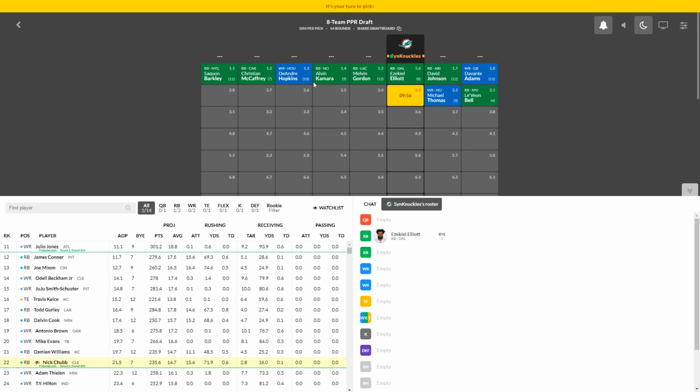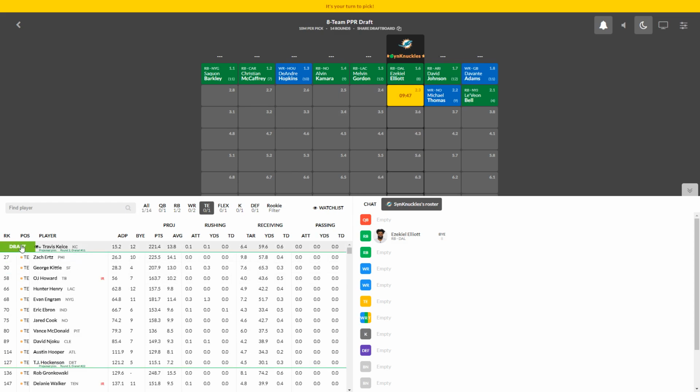After I pick Zeke, David Johnson, Davante Adams, Le'Veon Bell, Michael Thomas go off the board. Now, like I said, we want that top tight end, so we're picking right here. We're going to pick Travis Kelce.